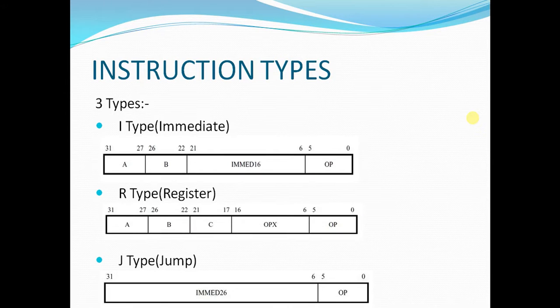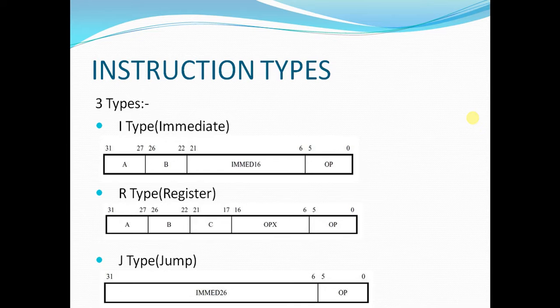report. There are three types of instructions in the Nios 2: the I type, the R type, and the J type. The I type, which is immediate, consists of A and B fields, each of 5 bits, that are used to define general purpose registers. Image16 is a 16-bit field for immediate data, which can also be sign extended to 32 bits. OP is a 5-bit opcode which defines the type of operation the Nios 2 will execute.